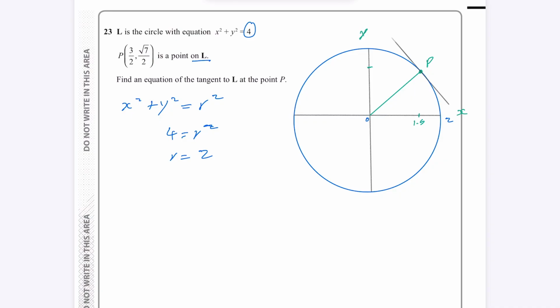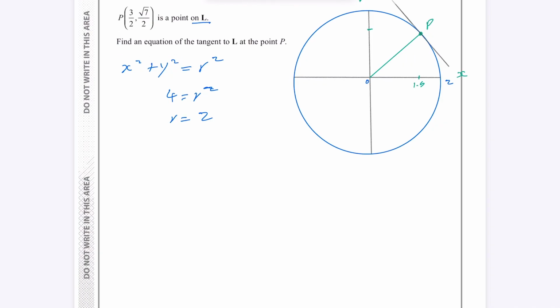So a few things to bear in mind here. The equation of a line is y is equal to mx plus c. Let me just write that one down. So this is y equals mx plus c, the equation of a line. Now, we have 2 points on that line, P, which is 3 over 2, root 7 over 2, and the other one. So to work out the gradient of this line, the gradient m is the change in y over the change in x.